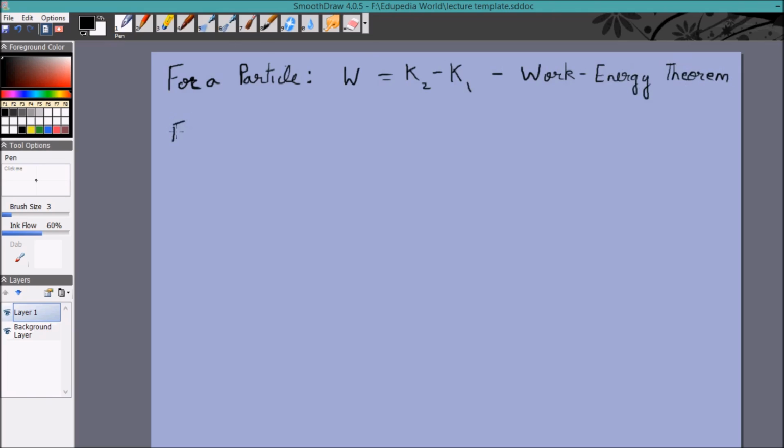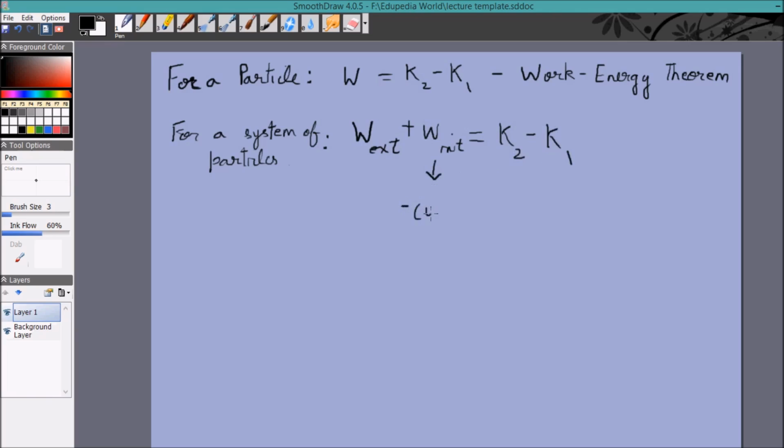For many particles, that is, for a system of particles, we have two formulas. One is W external plus W internal equals K2 minus K1. But what is W internal? W internal is equal to negative of U2 minus U1, right? That is the definition of potential energy. Change in potential energy is the negative of the work done by internal forces. Correction, by internal conservative forces, right?